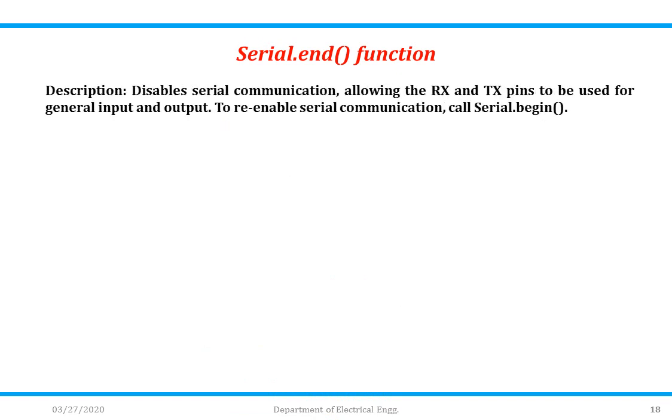This is the syntax for that. Next is Serial.end. Suppose I want to stop a serial communication. If I want to begin it, I write Serial.begin. If I want to stop it, I have to write Serial.end. It disables the serial communication, allowing the RX and TX pins, that is the D0 and D1 pins of Arduino UNO, to be used for general input and output. If I want to re-enable the serial communication, I again have to call Serial.begin here. This is the syntax for Serial.end.